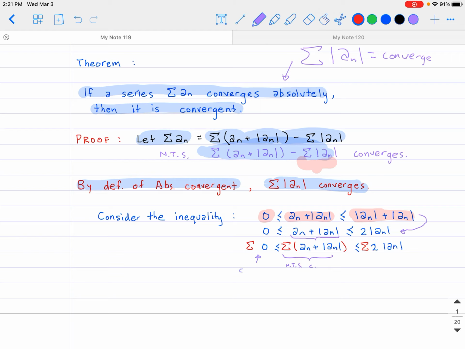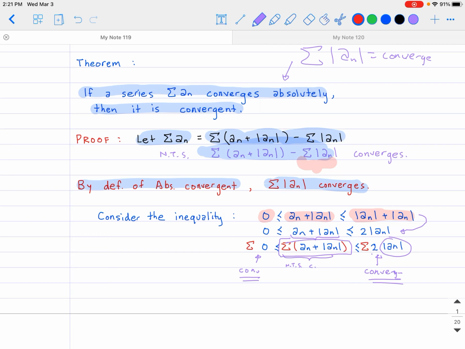This guy right here is definitely convergent because you're just summing up a whole bunch of 0s. This guy right here is also going to be convergent. And the reason for that is, well, remember, we're given that the series itself is absolutely convergent. So therefore, this right here is going to be convergent. And if you multiply by 2, well, that's convergent then. So therefore, if you're bounded by two converging series right here, then by the comparison test, that means that what is in between must also be convergent then.